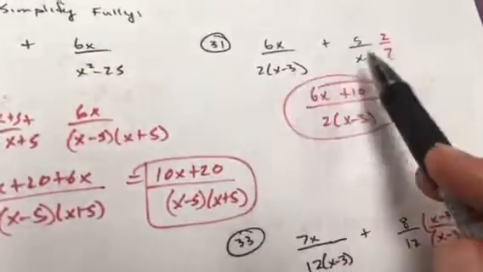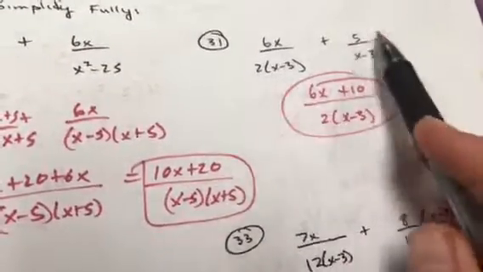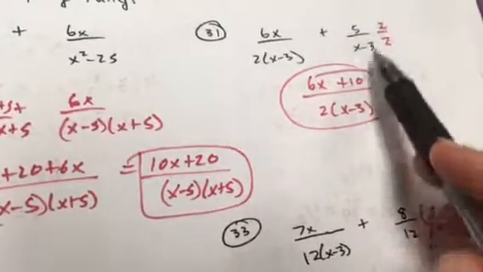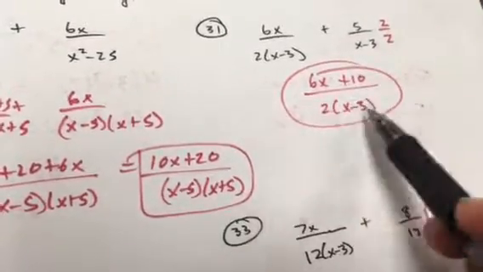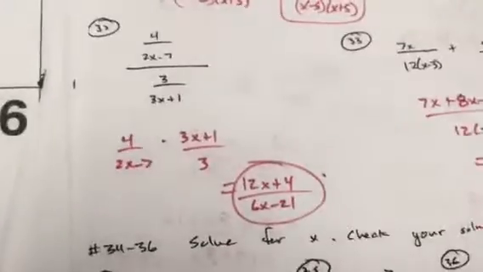This has an x minus 3. That has an x minus 3. That has a 2. This needs a 2, so just give it 2 over 2. Make it 10. 6x plus 10 over 2 times x minus 3.